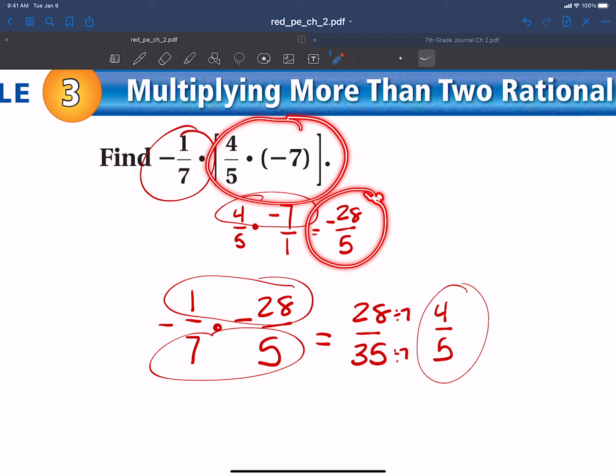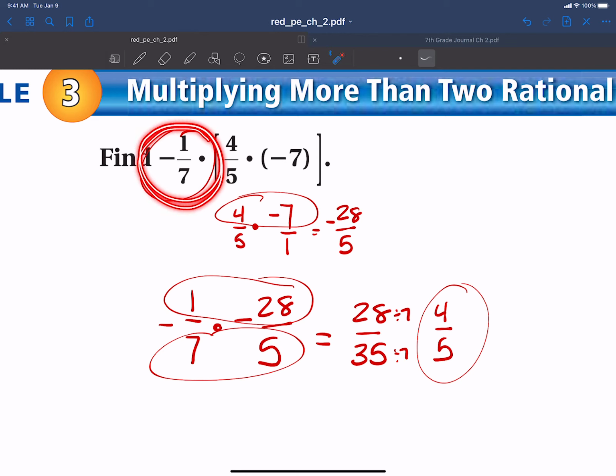What did they forget to do? They forgot to multiply by the 1/7. Always go back to your original equation and say, okay, bring down what you haven't used. Bring down what you haven't used, right?